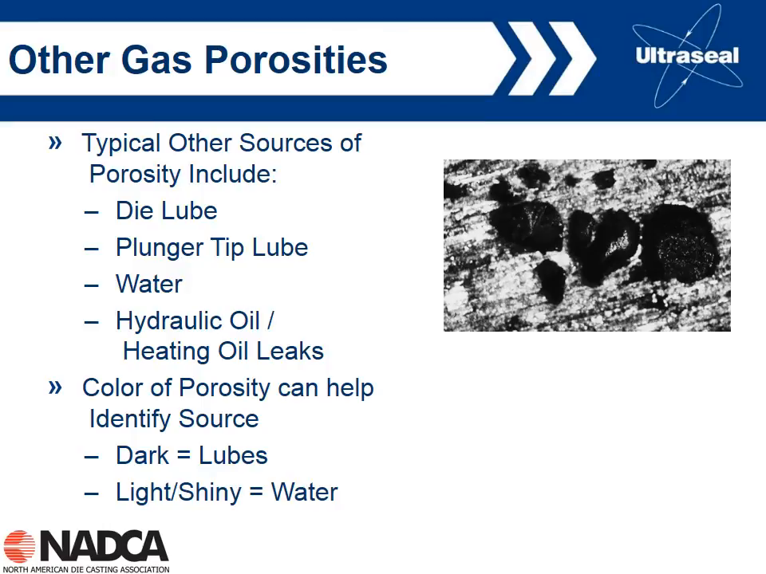Then other types of porosity: die lube, plunger lube, water, hydraulic oil. If you've got too much die lube on your die, then the excess is going to vaporize during the filling process, and it's going to produce hydrocarbons, and so that's going to cause problems with gas porosity. Plunger tip lube, the same. If you use an excessive plunger tip lube, that can vaporize during the filling process and end up as porosity in your casting.